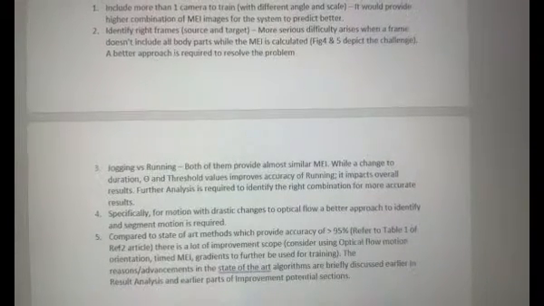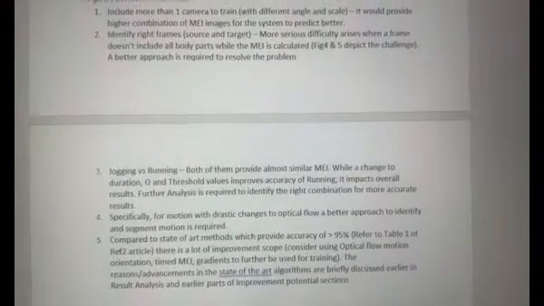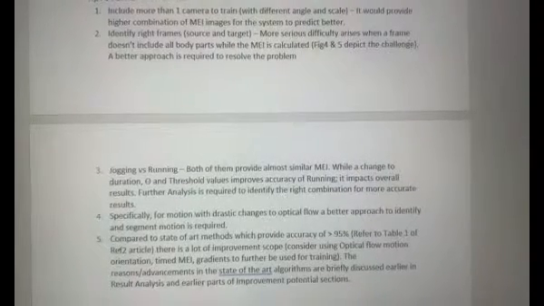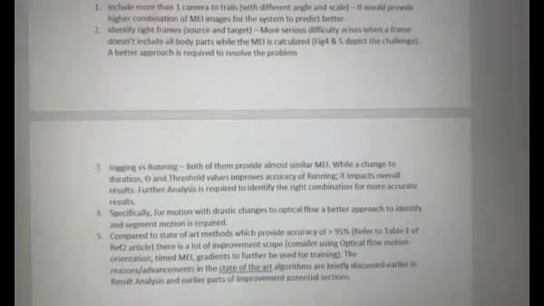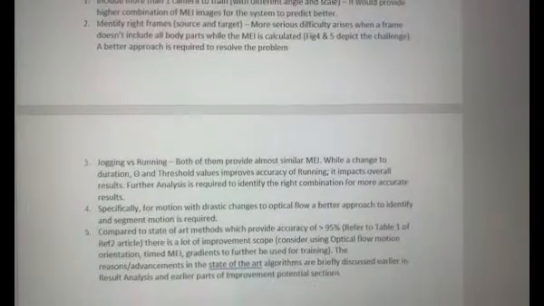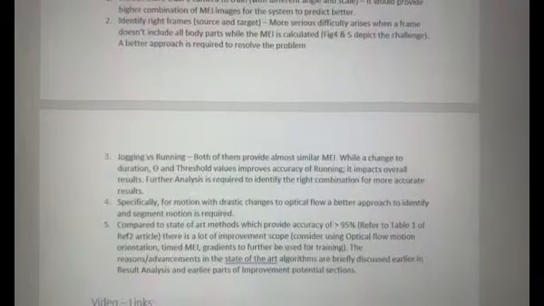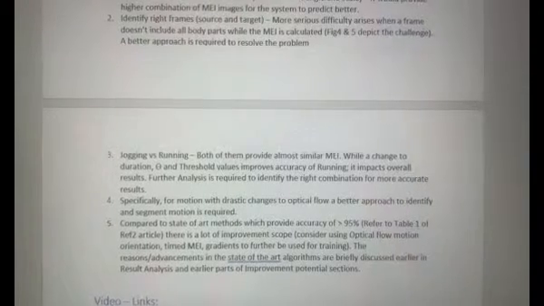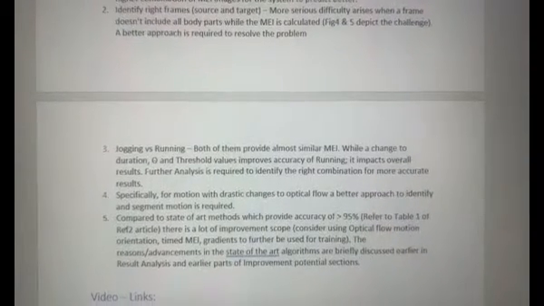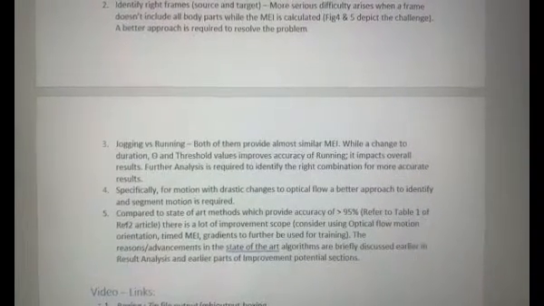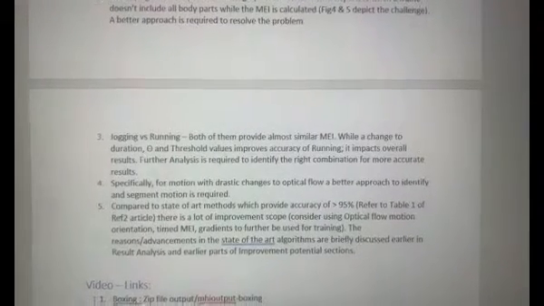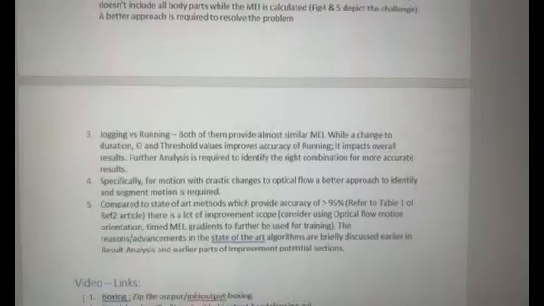Also, there are certain actions like jogging and running which closely resemble each other, and has caused a lot of confusion in my model to predict properly. A better algorithm to differentiate between them would be a great improvement. Finally, there are many state-of-the-art methods which have a great accuracy, and using optical flow motion, timed MEI and gradients, I believe we can further improve the code.